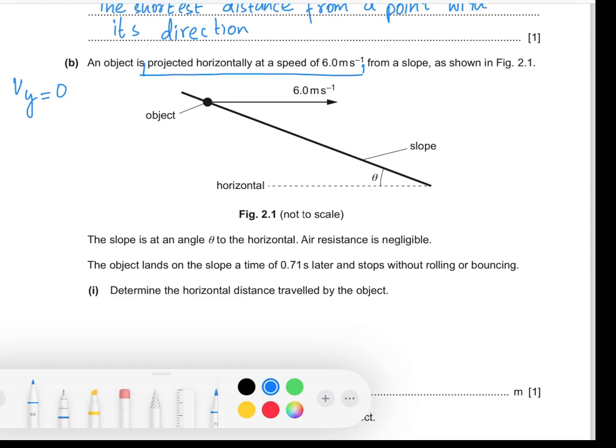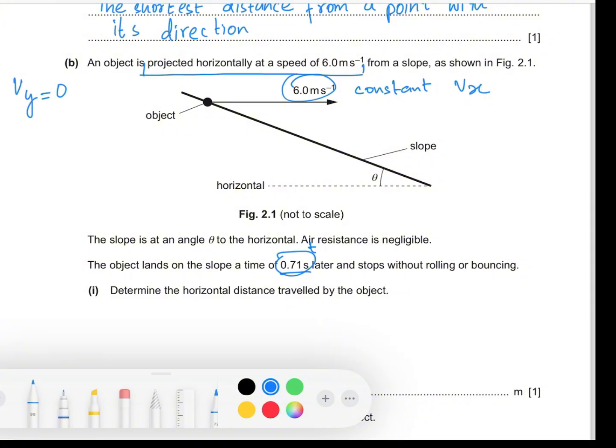The slope is at an angle of theta to the horizontal. Air resistance is negligible. The object lands on the slope at a time that's 0.71 seconds later. So this is the time for traveling, and this is the constant horizontal velocity, and stops without rolling or bouncing. Part 1, determine the horizontal distance traveled by the object.